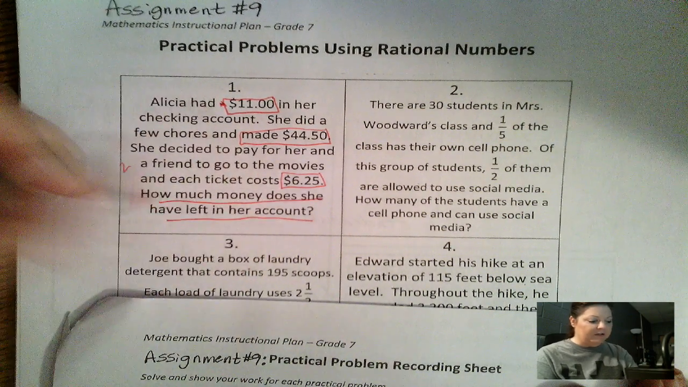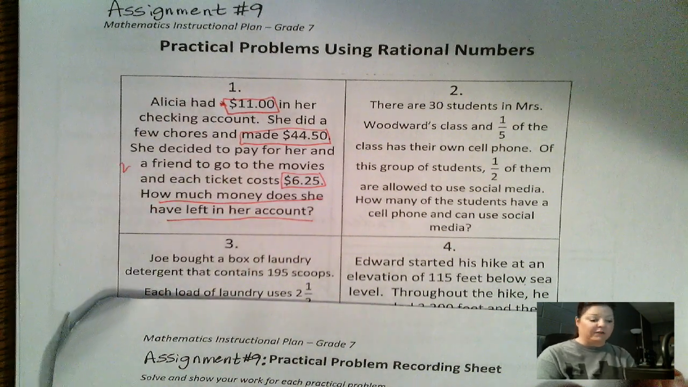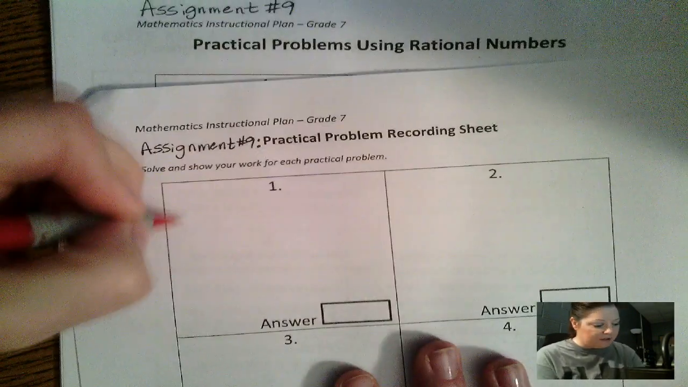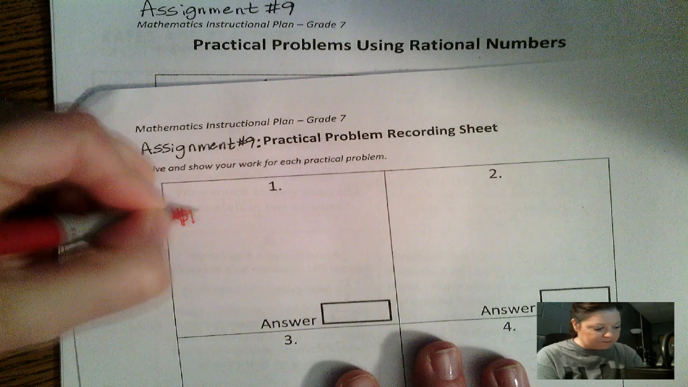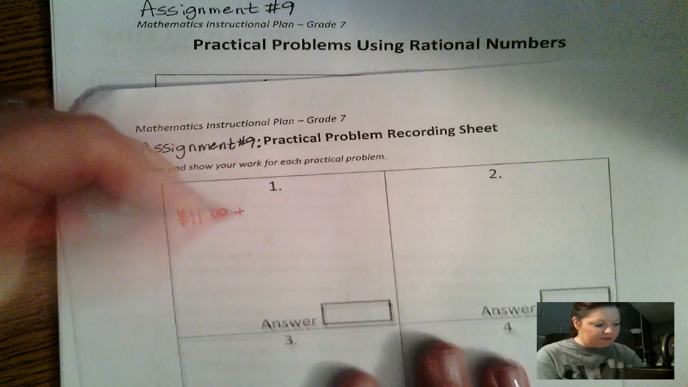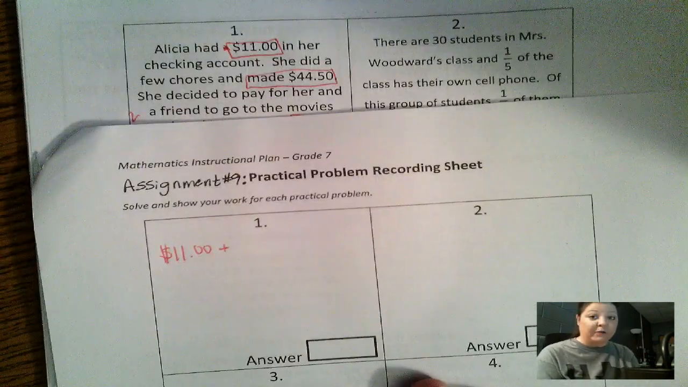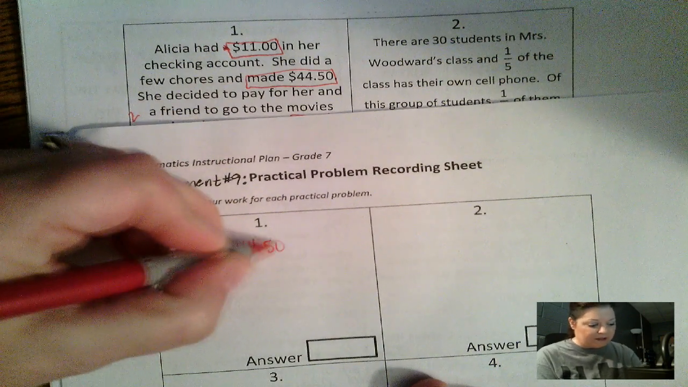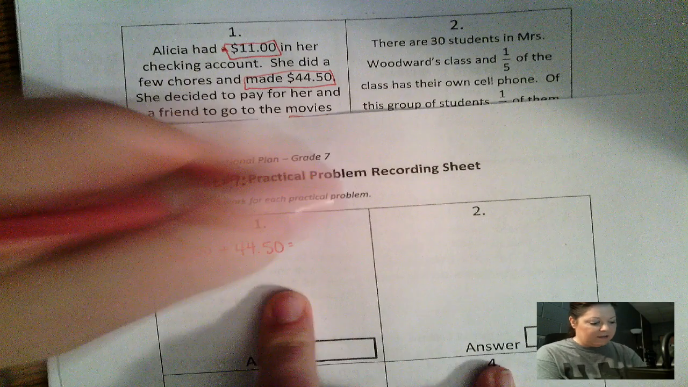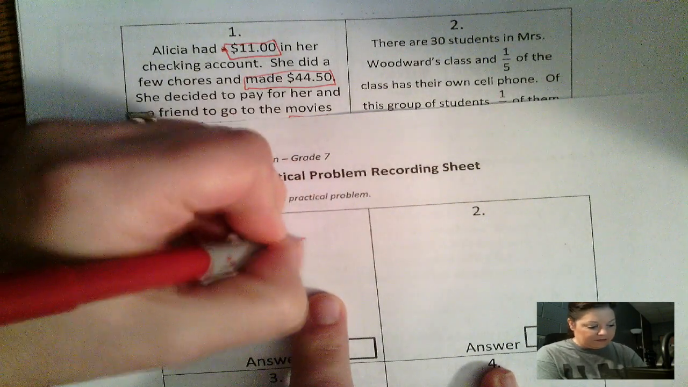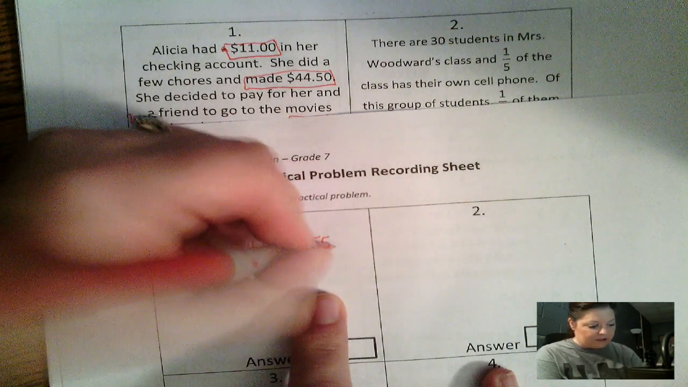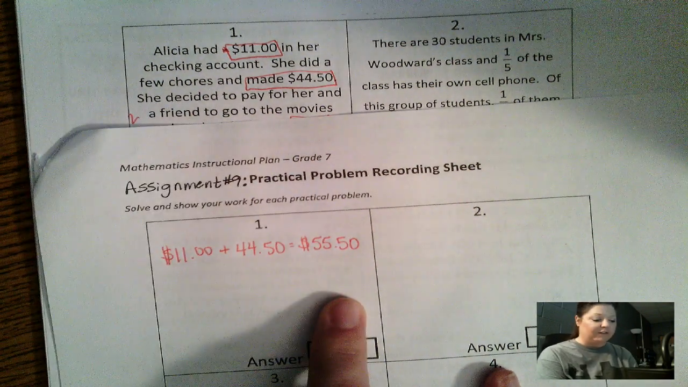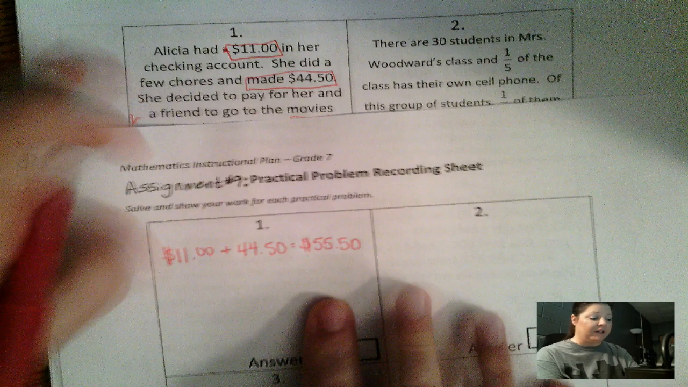Alright, so the first thing we need to do is find out how much she starts with. She has $11 originally, so I'm going to put $11 plus she made $44.50. That is going to be $55.50. So 11 plus 44.50 is 55.50, and she has 55.50 in her account.